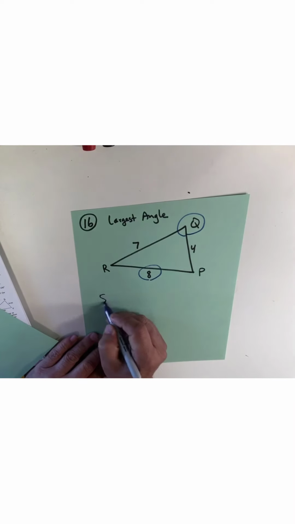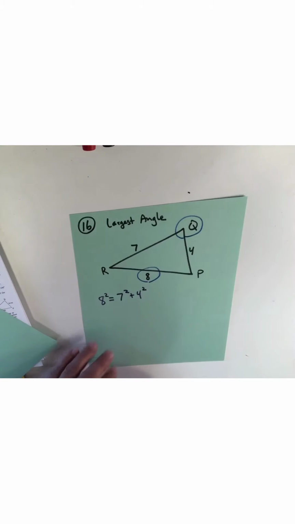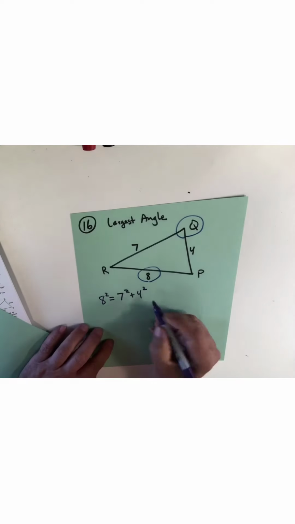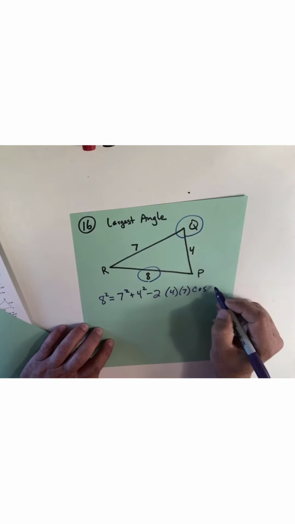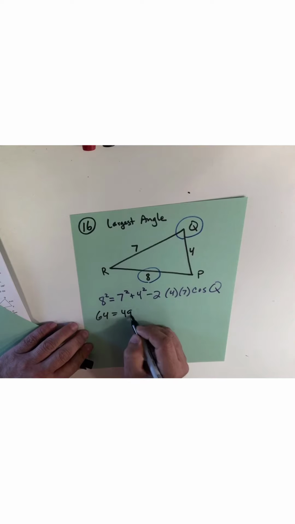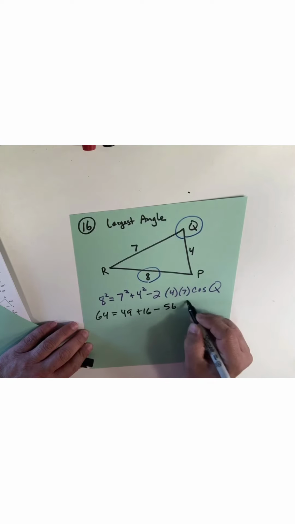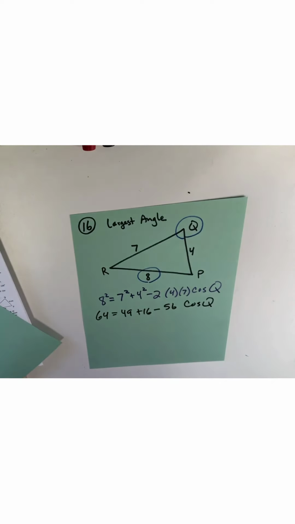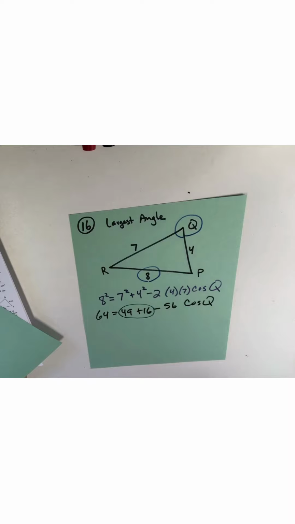Well, I'm going to start with little 8 squared is equal to little 7 squared plus little 4 squared. That sort of looks like the Pythagorean theorem, right? Minus always 2 times 4 times 7 cosine of whatever I'm looking for, which is big Q. Okay? Once again, you are going to get their values. This is 64, this is 49, this is 16, 28 times 2, this is 56, cosine of Q. So now, to finish this, you're just going to subtract those two numbers, 49 and 56, from 64. And that's going to give me what?